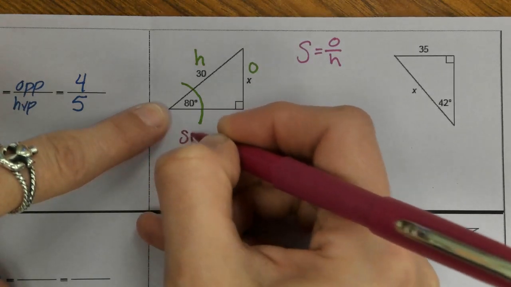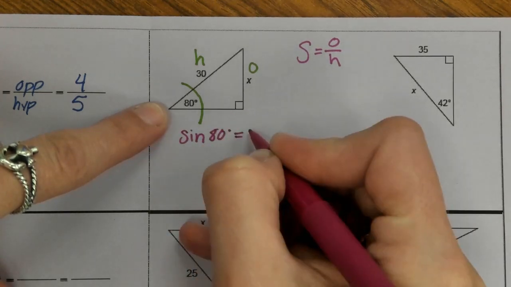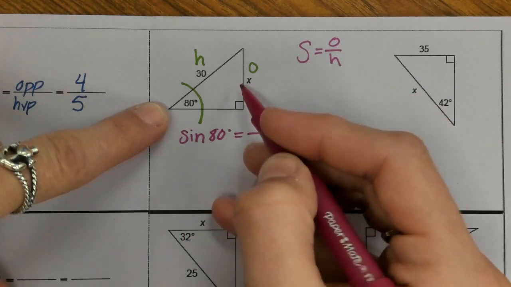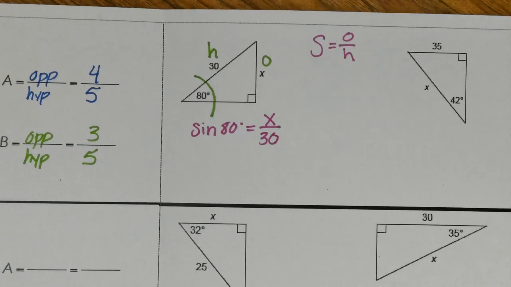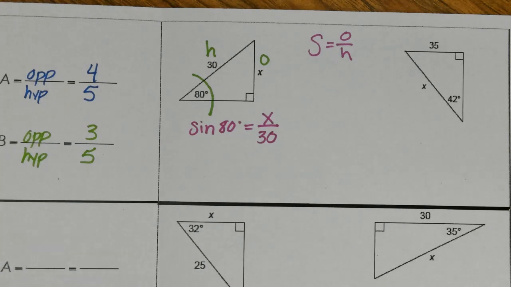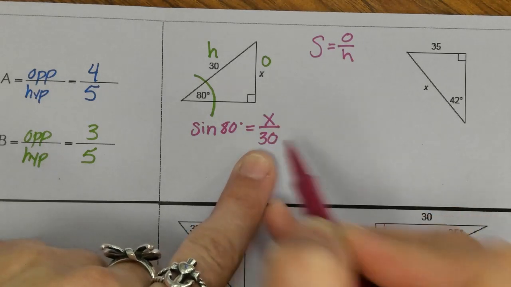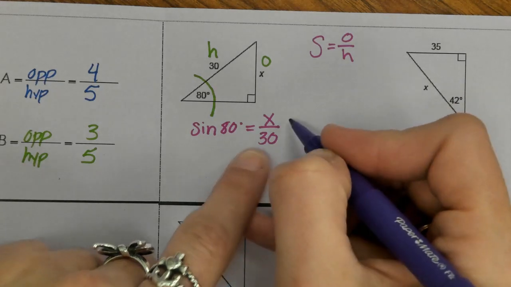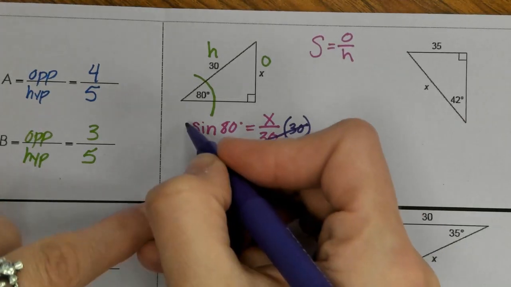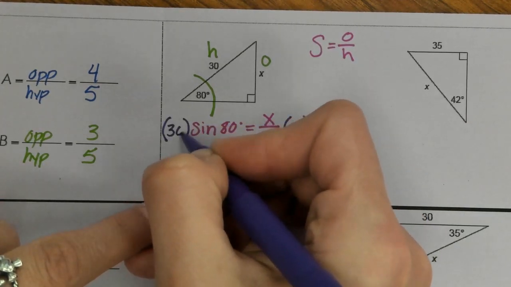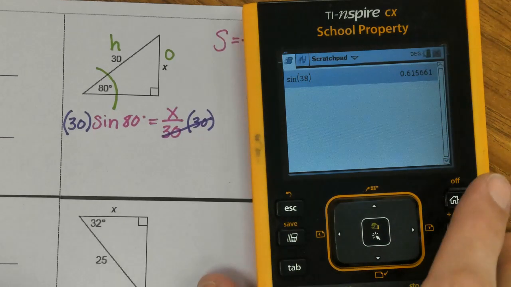So what I'm going to do is I'm going to go ahead and set it up like we learned. Sine of 80 degrees is equal to, we have our opposite, x, over our hypotenuse of 30. Now, to solve, what we have to do is we need to get rid of this 30 on the bottom so that we can get x by itself, because we're dividing, so the opposite's going to be multiplying. So what we do is we multiply both sides by 30, so these cancel here, and then over here we put a 30.